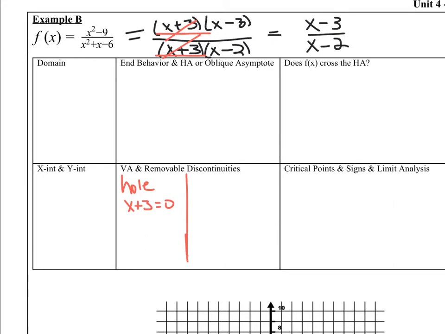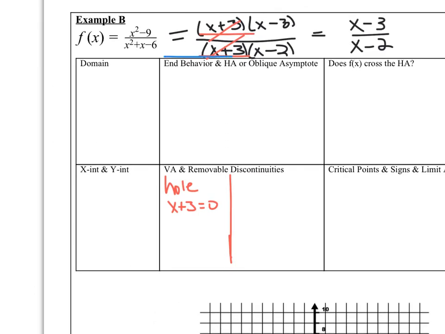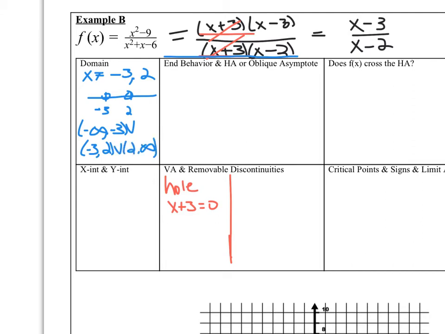So let's look at our domain. Our domain has to be before I canceled out that hole. So I can't equal -3 or 2. Think about that on a number line. That would be negative infinity to negative 3, union negative 3 to 2, union 2 to infinity. We have the same degree in the numerator and denominator once again, so it's y equals the ratio of their leading coefficients for our horizontal asymptote.